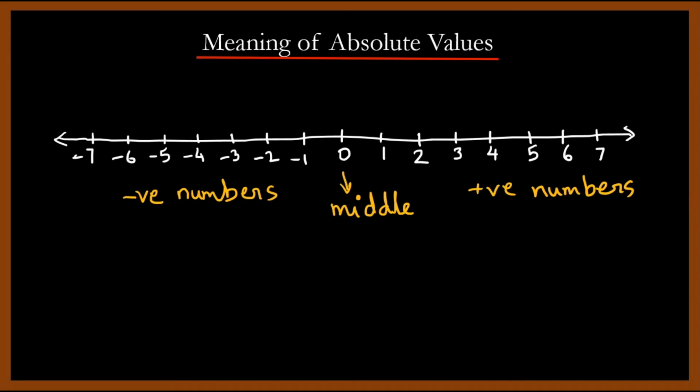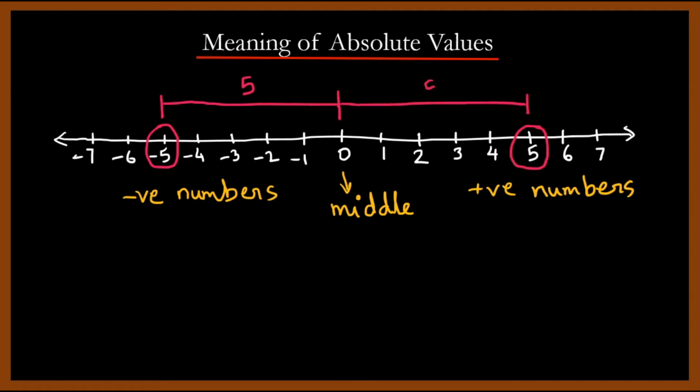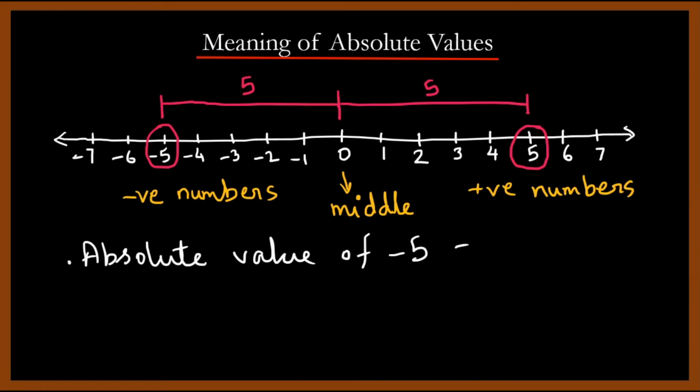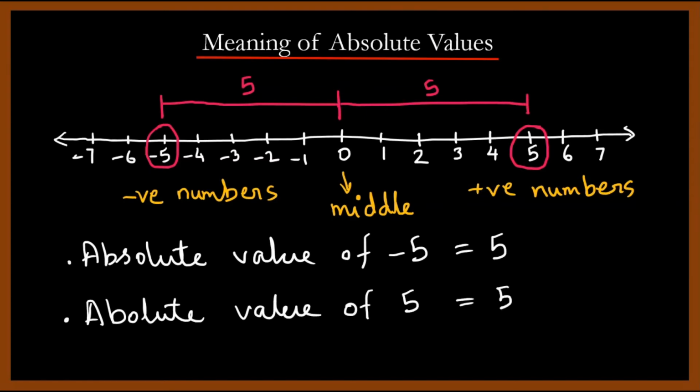If we take the number -5, then the distance between -5 and 0 is 5, which is the absolute value of -5. Similarly, the distance between positive 5 and 0 is 5. So therefore, the absolute value of positive 5 is 5. Note that the absolute value is always a positive number.